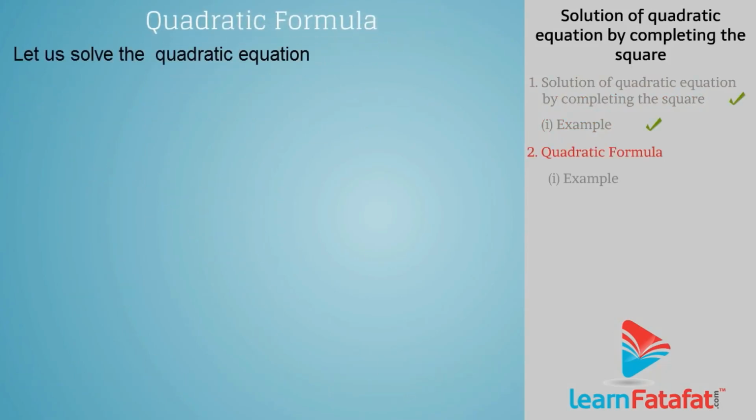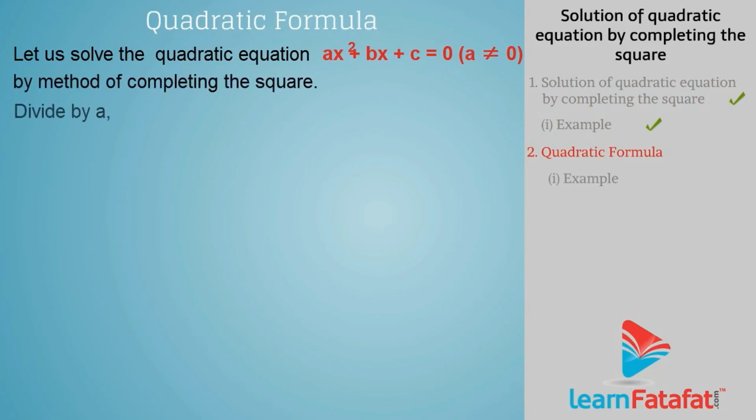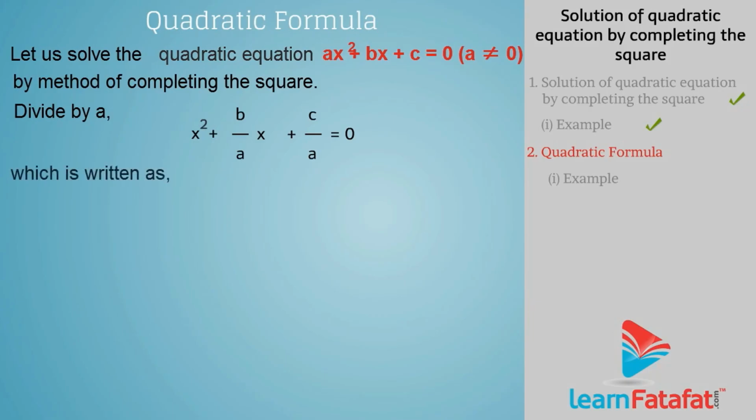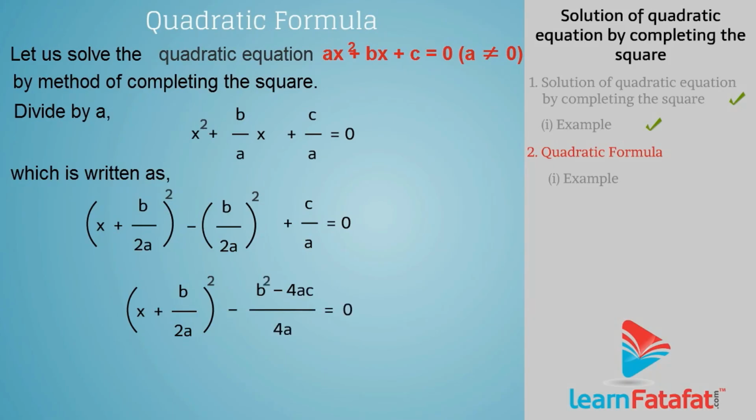Quadratic formula. Let us solve the quadratic equation ax square plus bx plus c is equal to 0, where a is not equal to 0. By method of completing the square, divide by a, we get, which is written as, solving the equation, we get x plus b divided by 2a bracket square is equal to b square minus 4ac divided by 4a square.